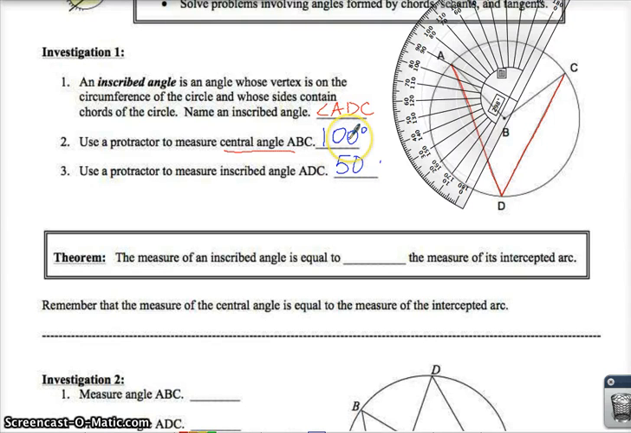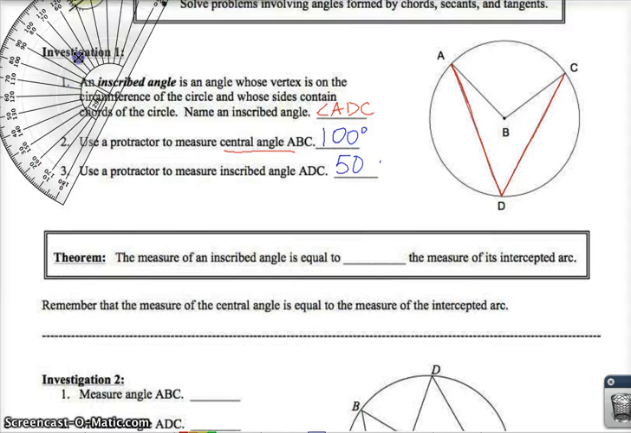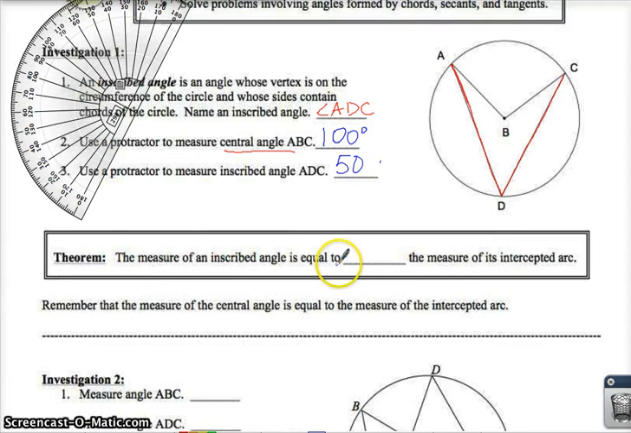So how do these two measures relate to each other? That will help you answer the question. The measure of an inscribed angle is equal to half the measure of its intercepted arc. So angle ADC and angle ABC, how do these measurements relate? Well, the measure of ADC is half the measure of angle ABC. So mathematically, that's what that would look like.